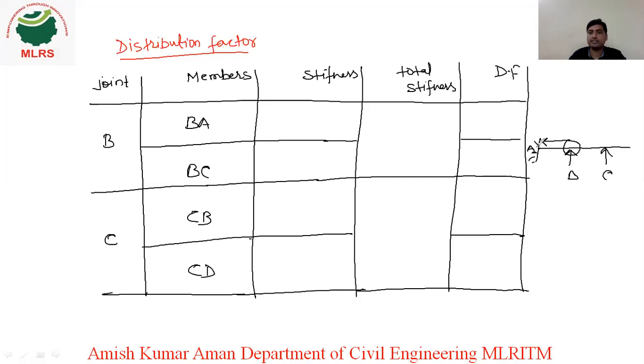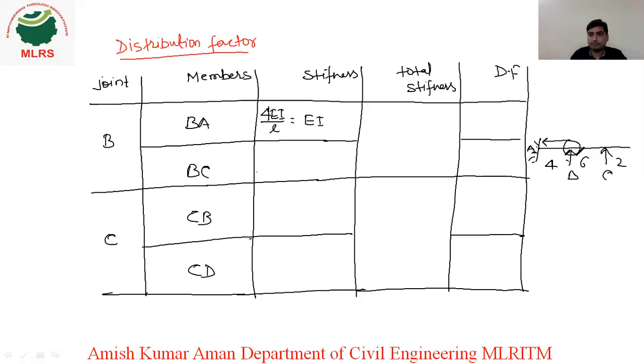The far end is fixed. So formula is 4EI upon L. So 4EI upon L. What is the L value? That is 4 meter. This is 4, this is your 6, and this is your 2. So L value is 4. When you put this, you will get EI.